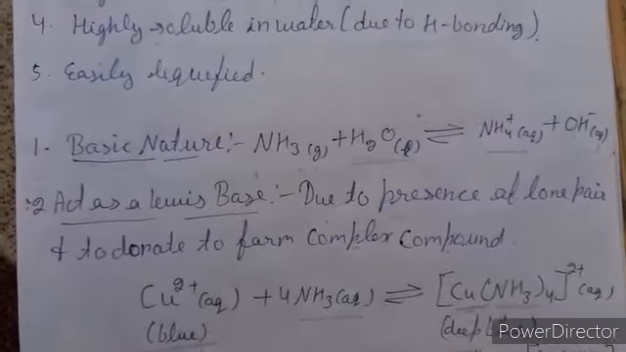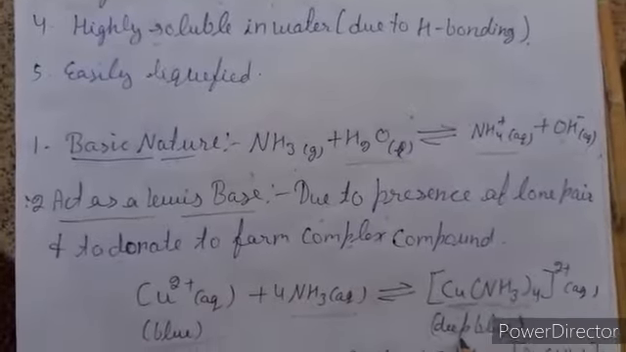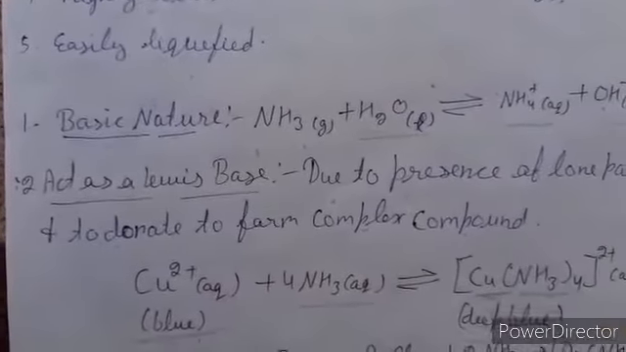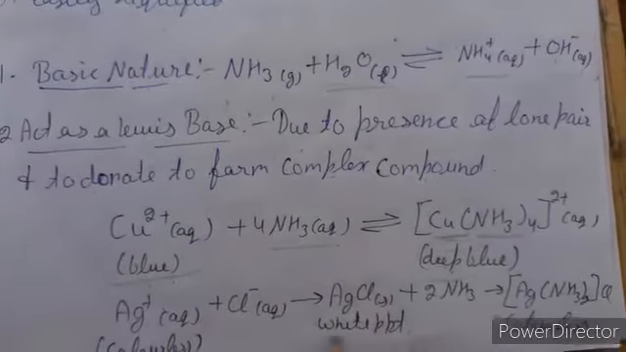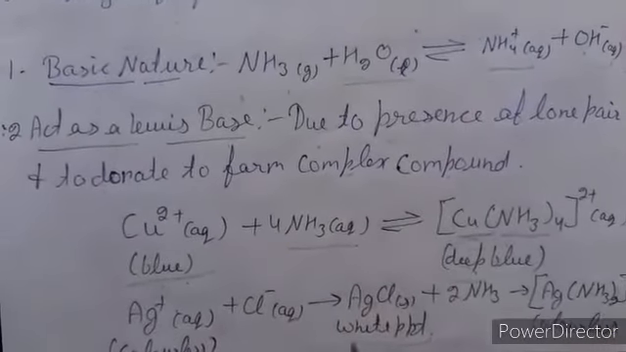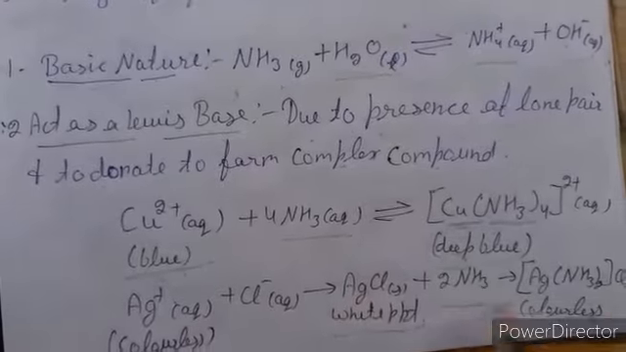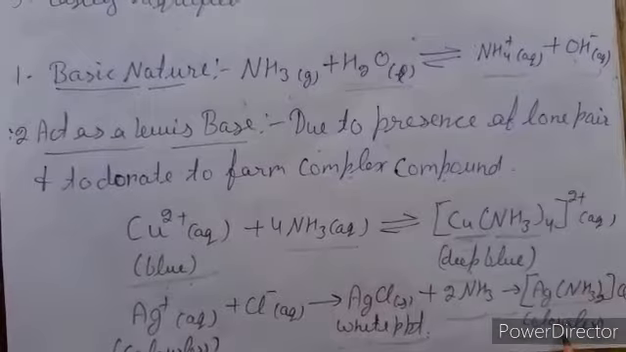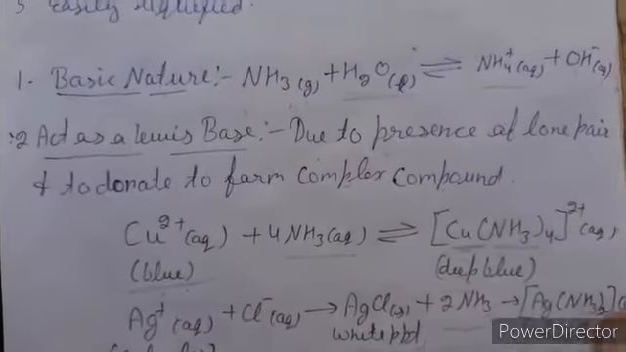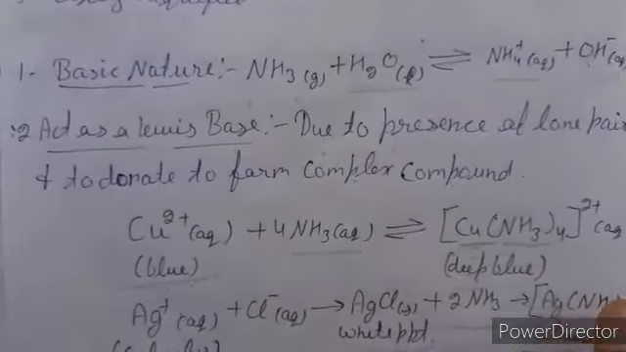Here we have light blue, but here we have deep blue, which indicates ammonia bonded with copper ion. So silver reacts with chloride ion to form a silver chloride white precipitate. When we react this white precipitate with ammonia, it again forms a colorless complex with ammonia. Clear? So in this way it has a tendency to donate an electron pair to form a complex compound. So it means it acts as a Lewis base.